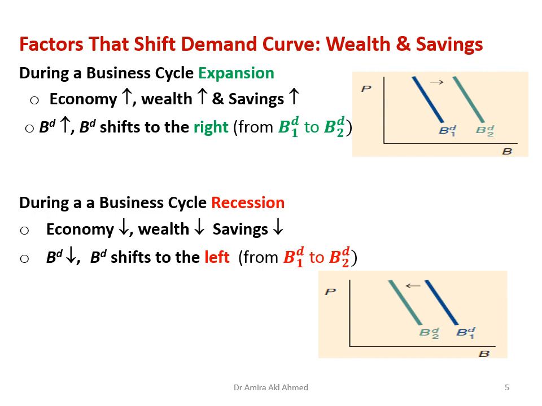Moreover, the public's propensity to save affects wealth and thus affects the demand for bonds. If households save more, wealth increases, causing the demand for bonds to rise and the demand curve for bonds to shift to the right. On the other hand, if people save less, wealth and the demand for bonds will fall, causing the demand curve to shift to the left.